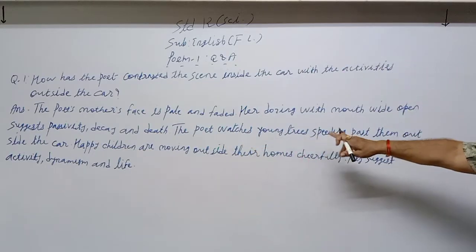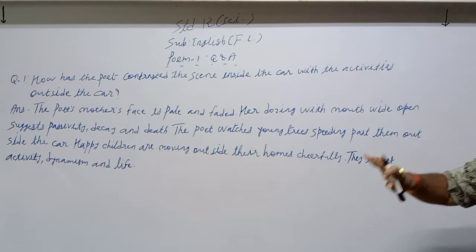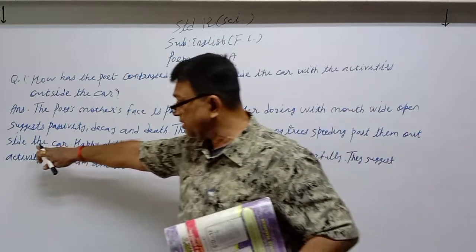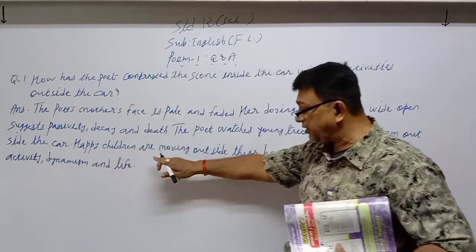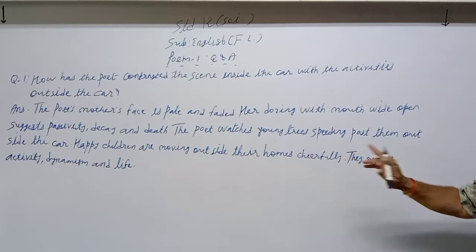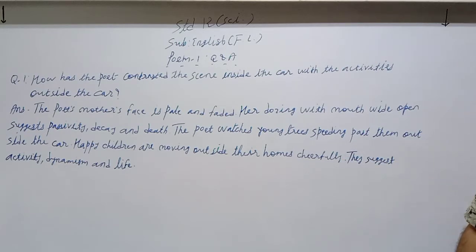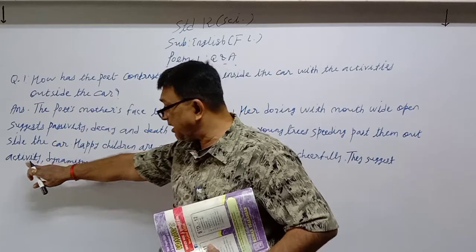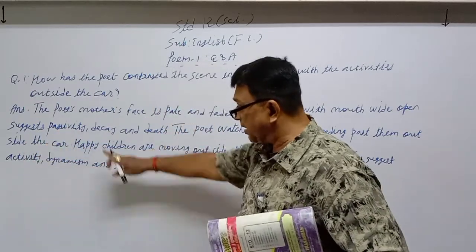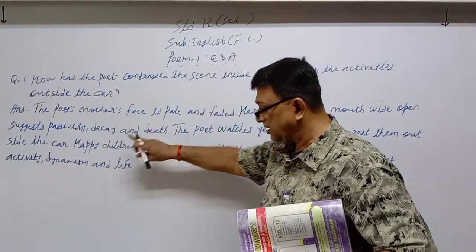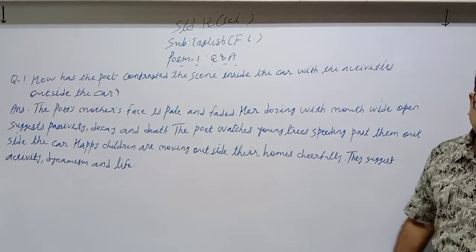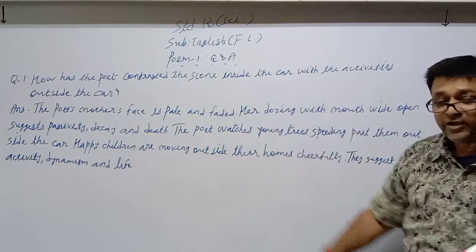The poet watches young trees speeding past them outside the car. Happy children are moving outside their homes cheerfully. They suggest activity. There was passivity, here activity. There was decay, here dynamism. There was death, here life. They suggest activity, dynamism, and life. In this way, a contrast is presented.